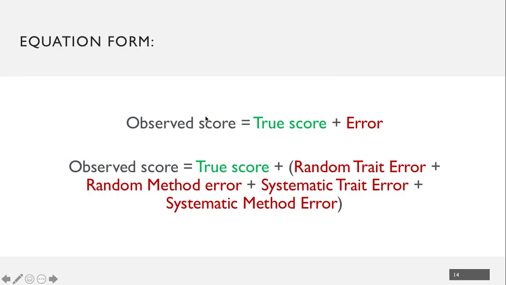So here we have observed score equals true score plus error, but then it breaks the error into these different parts. So random trait error, random method error, systemic trait error, systemic method error. Okay.